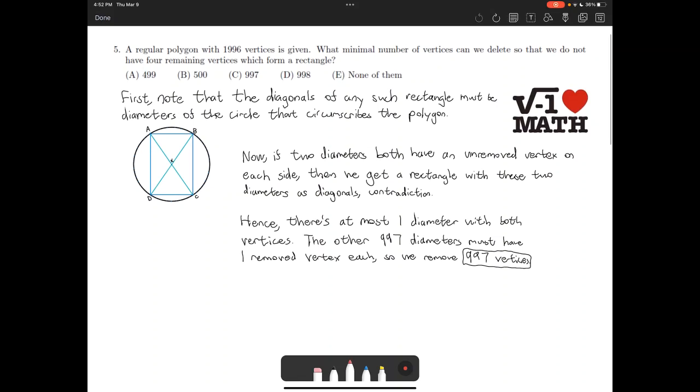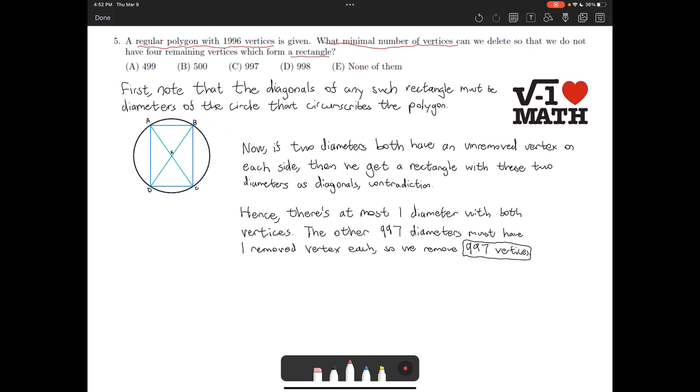To start, for problem 5, we have a regular polygon with 1996 vertices. Here we're not going to draw the polygon because it's too difficult. We're just going to draw the circle that goes around the polygon. Now we need to delete a minimum number of vertices so that we do not have any rectangle inside this polygon.